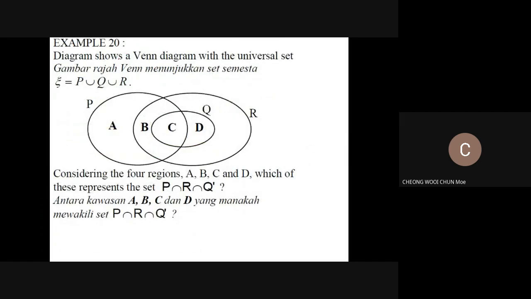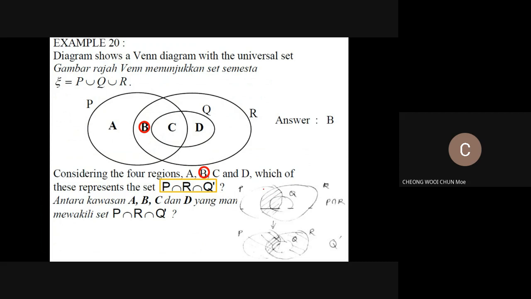Then example 20. This is objective A, B, C, D. So considering the four regions A, B, C, D, which of these represents the set P intersect R intersect complement of Q? So you can draw a diagram. The P here, the Q and the R. So the Q is like this. I redraw so that you can see easier. This one is P, Q, this is R.